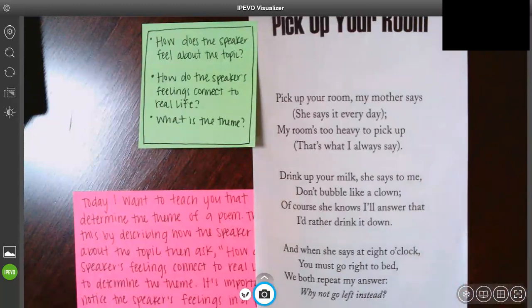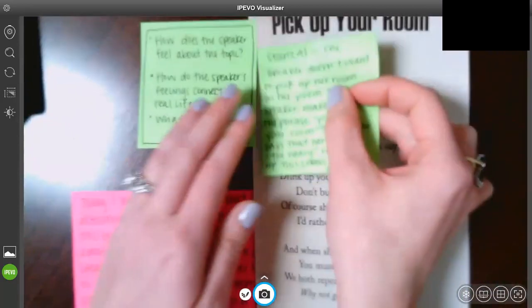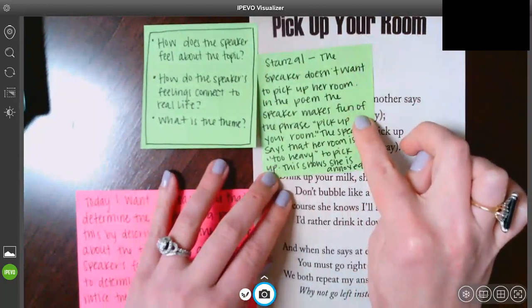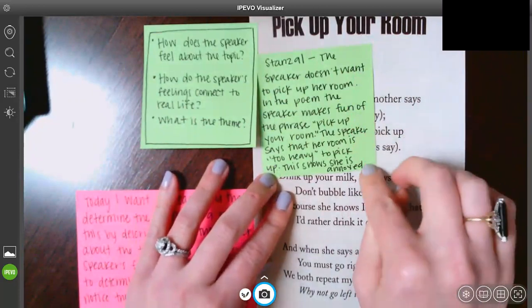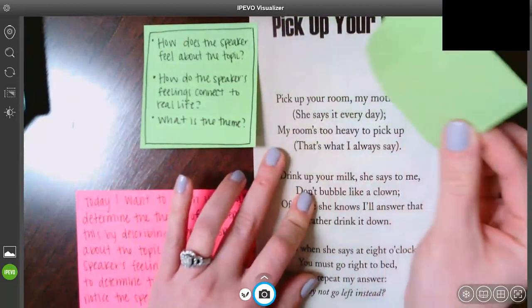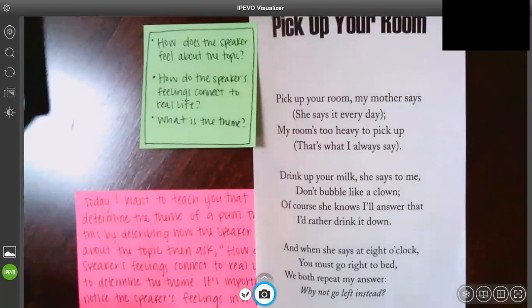As I was thinking aloud, I also jotted a little bit. What I said was, in stanza 1, the speaker doesn't want to pick up her room. In the poem, the speaker makes fun of the phrase, pick up your room, and the speaker says that her room is too heavy to pick up. This shows that she is annoyed. As we continue to read, we need to also ask ourselves that question of how do the speaker's feelings connect to real life, and what is the theme?